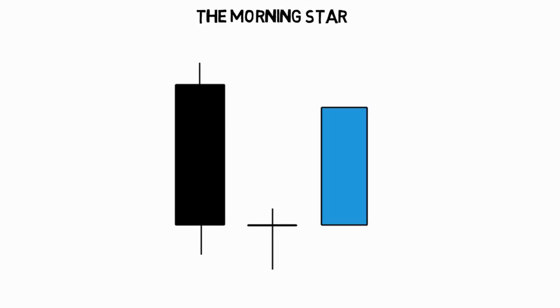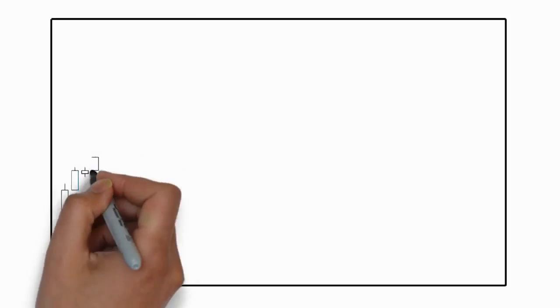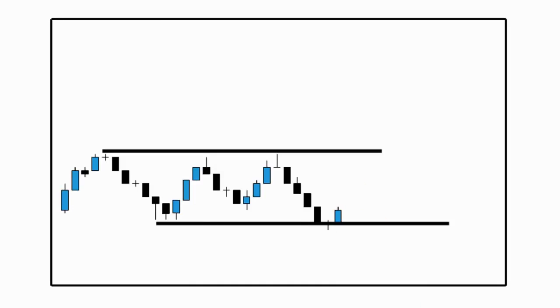The first candlestick is a long bearish one. The second candle is a small candle. Perfectly, it will be a doji, representing indecision in the market. And the third one is a long bullish candle that closes above the midpoint of the first candle. As this is a bullish reversal signal, we will only look for it in a downtrend.